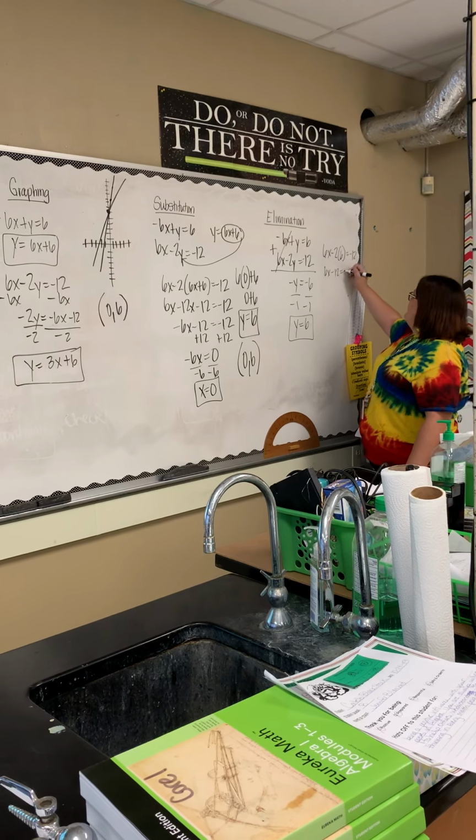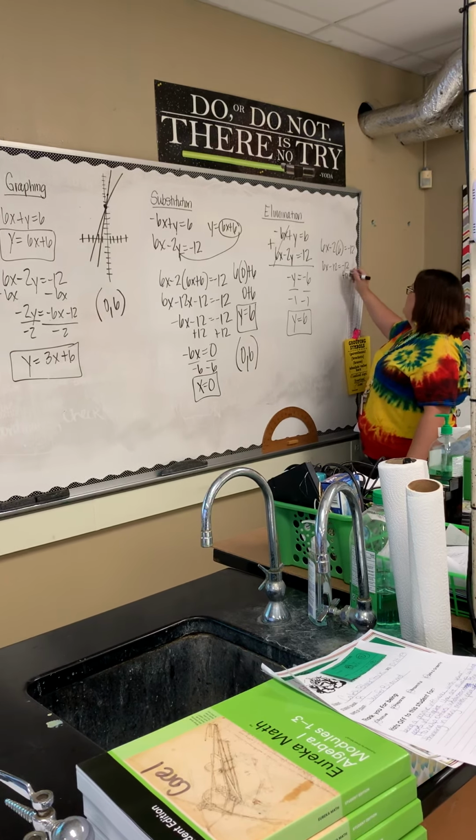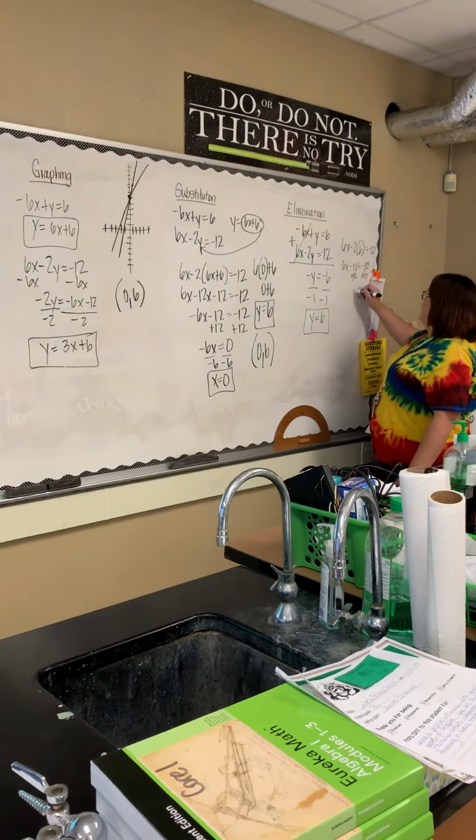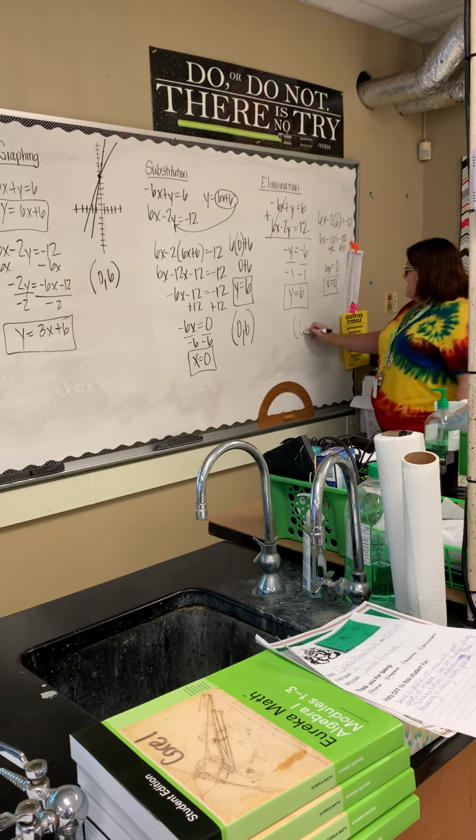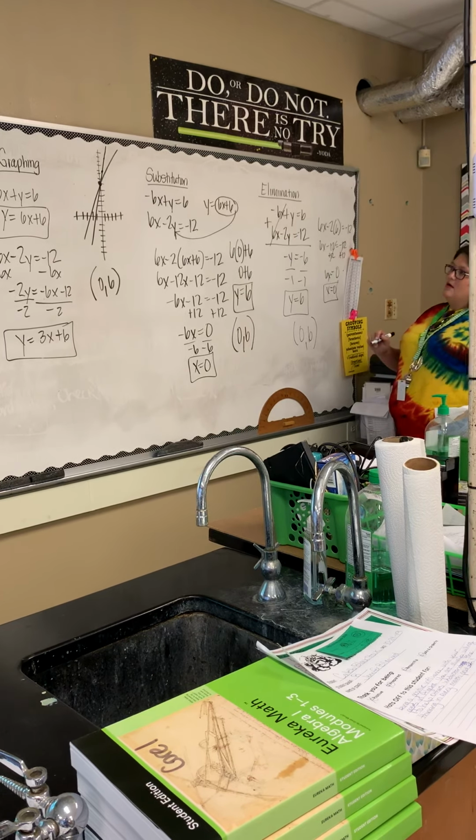6x minus 12 equals -12. Add the 12. 0 equals 6x. X equals 0. Did it match? Yes, I got the same answer.